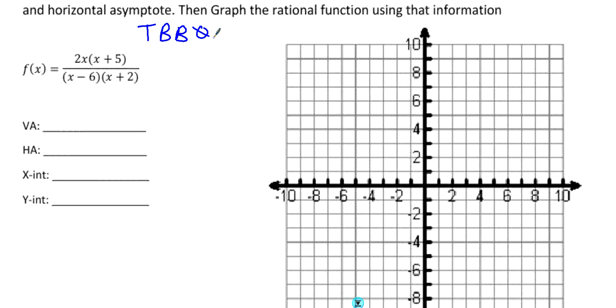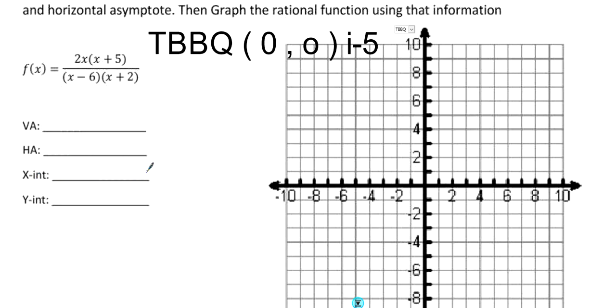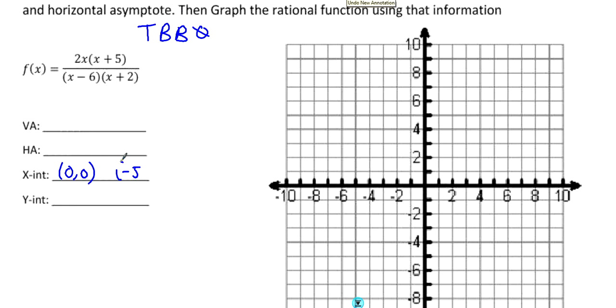Okay. The top gives us our x-intercepts. So my x-intercepts are at 0, 0, and negative 5, 0. Then the bottom gives me my vertical asymptotes. So my vertical asymptotes are at x equals 6 and x equals negative 2.